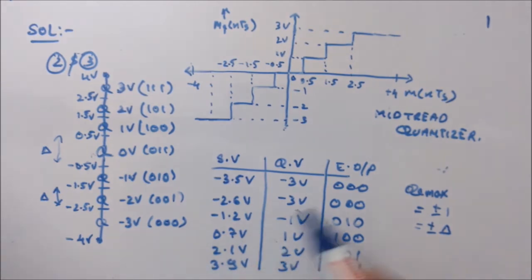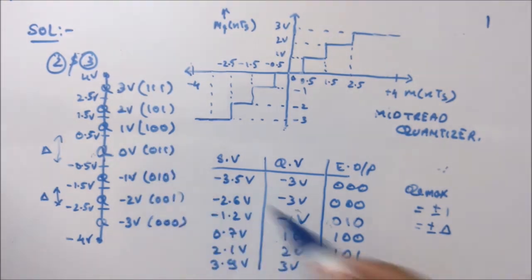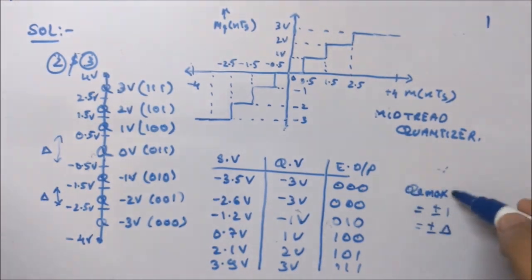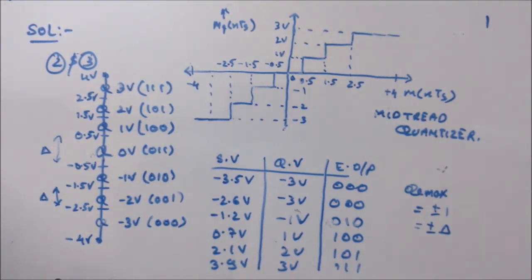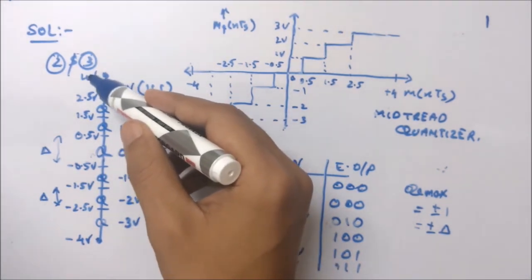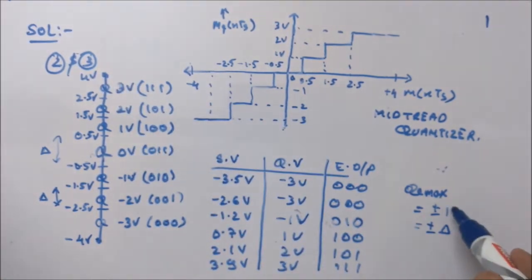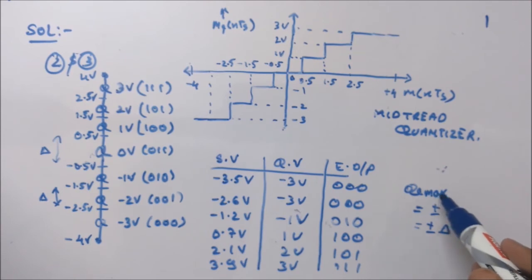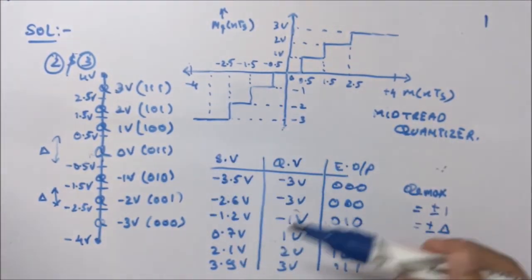For minus 3 it is 000, for minus 1 it is 010, for 1 volt it is 100, for 2 volt 101, for 3 volt 111. Now the quantization error will also change. If the sampled value is minus 4 volt, the quantized value will be minus 3 volt and the difference will be minus 1. If the sampled value is 4 volt, the quantized value will be 3 volt and the difference will be 1 volt. So plus minus 1 volt is the maximum quantization error, which is plus minus delta, not plus minus delta by 2. So you can see the difference between the mid-thread and mid-rise quantizer.